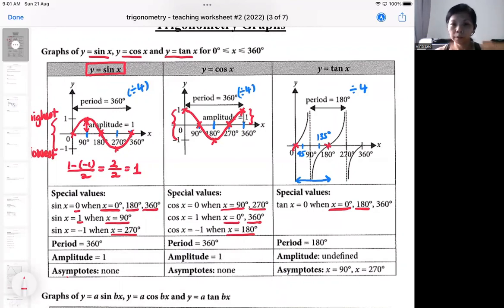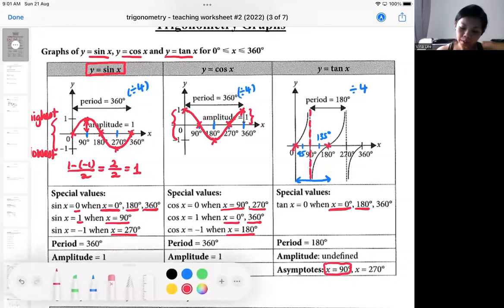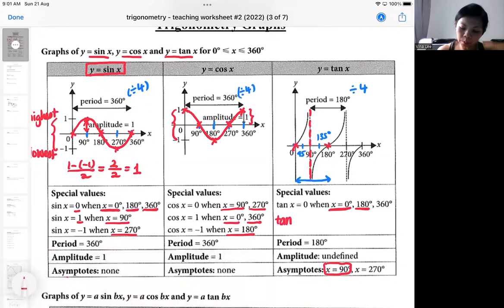So if that is the period, the amplitude is half the period. You might want to think this way. Not amplitude, sorry. The asymptote is half the period. The asymptote here is half the period. And then there's also one more special value here. It will be tangent x equal to 1. It will be equal to 1 when x is equal to 45.